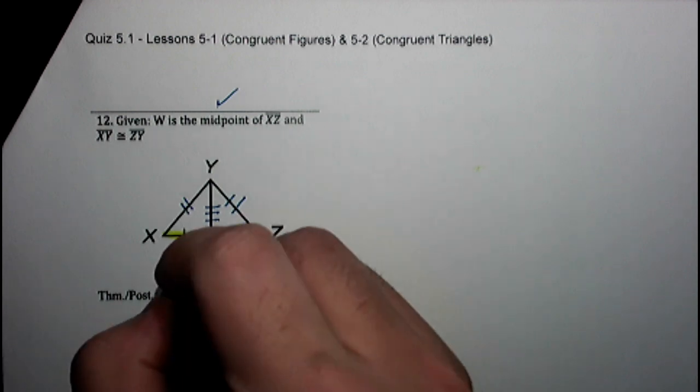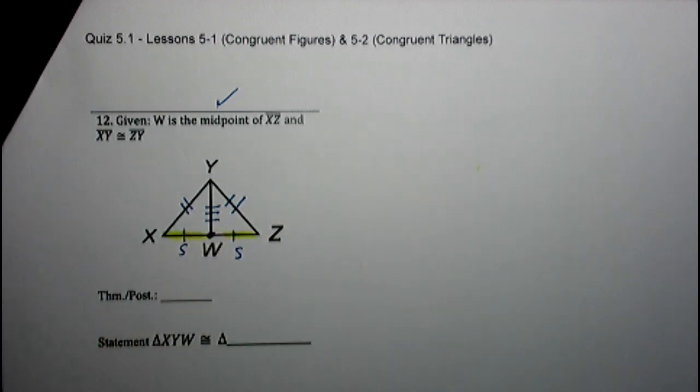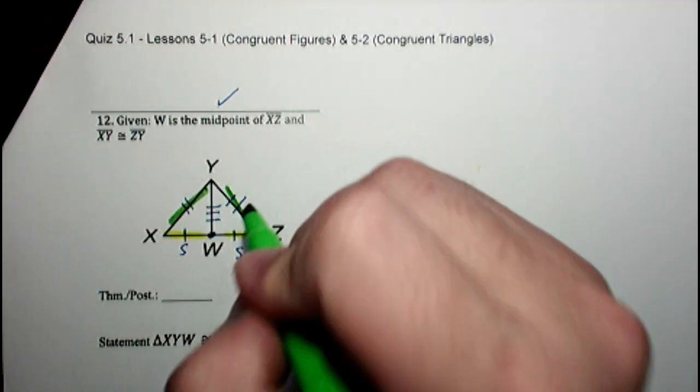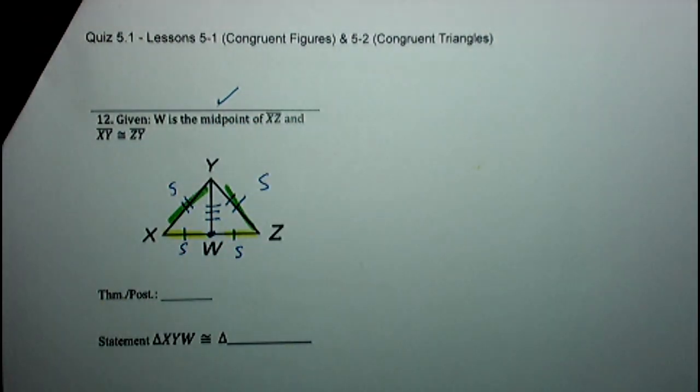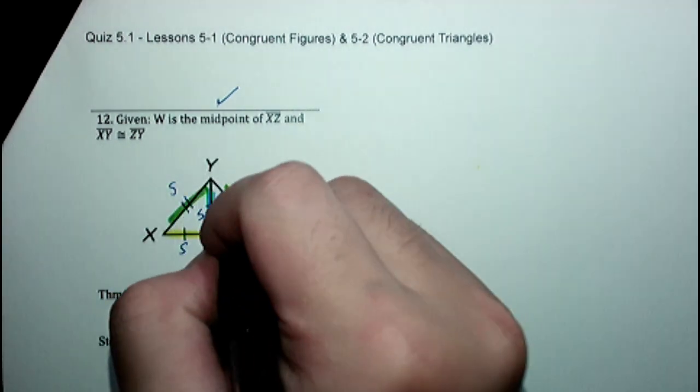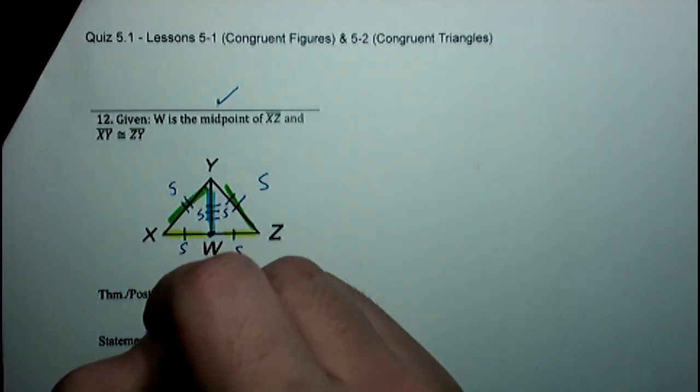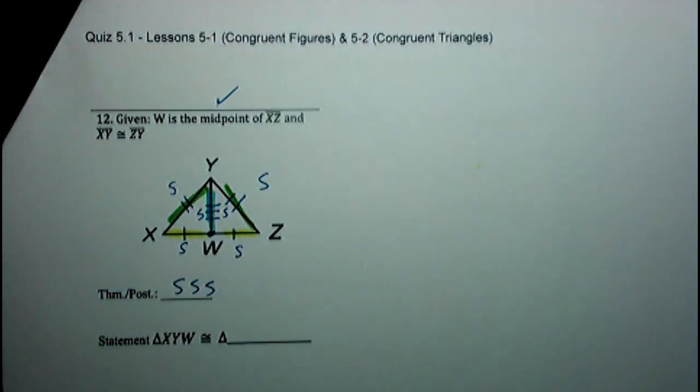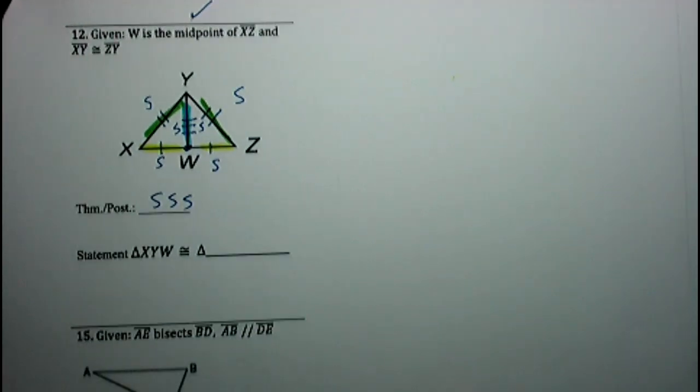Okay, well, we know that this side corresponds with that side, and they're congruent to each other. So they get a little S. We have these two side lengths, which are congruent to each other. They get a little S. And lastly, because of the reflexive property, those two sides are congruent. So we can just safely say that those two triangles are congruent by the side, side, side postulate.